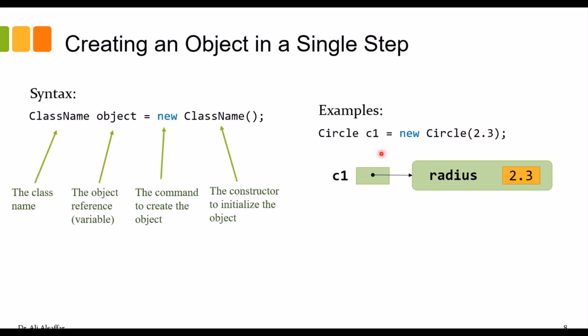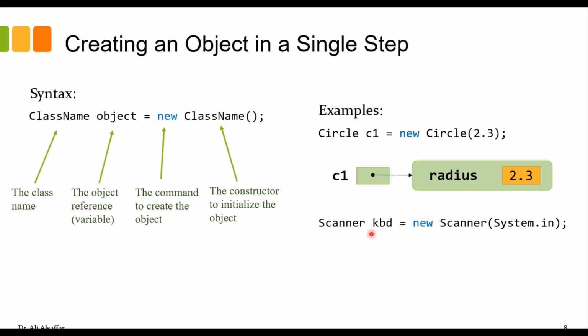Suppose you want to initialize it with a different radius. For example, instead of 2.3, you want to initialize your object with 5.0. So you write Circle c2 equal new Circle, between brackets you put 5.0, and Java will create an object for you and will set the radius to 5. This is a conceptual diagram that you can use if you want to say that c1 is referring to an object. See, we are using an arrow. So the arrow means the data for c1 will take me to the object data.